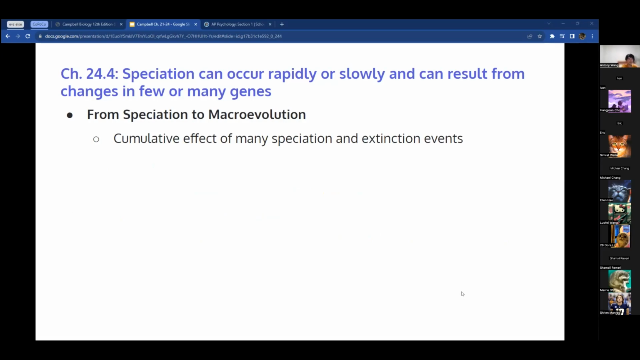From speciation to macroevolution, the cumulative effect of many speciation and extinction events. This is what our world looks like. Our living biosphere is the result of the evolution of new species and the extinction of ones that couldn't survive.